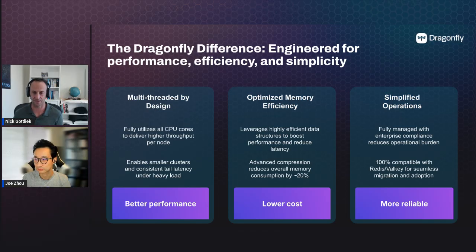It's also highly optimized for memory efficiency. We rebuilt a lot of the data structures from the ground up, redid a lot of the compression, so that we can boost performance, reduce latency, and reduce the amount of hardware required. Often, if you take your Redis data set and migrate it to Dragonfly, you're going to see an immediate 20% reduction in the amount of memory you actually need.